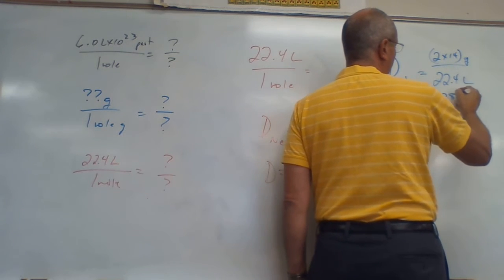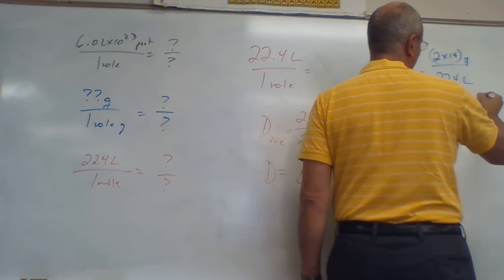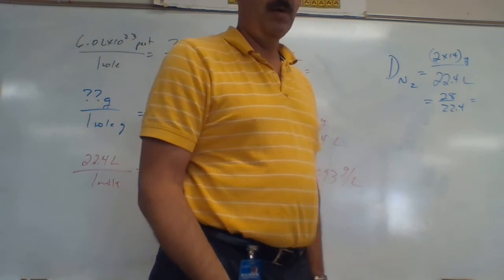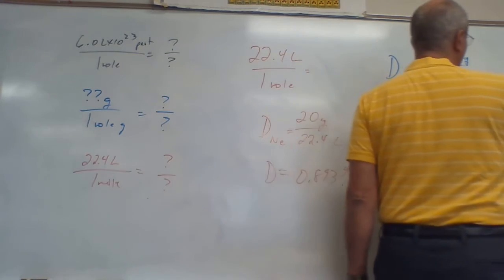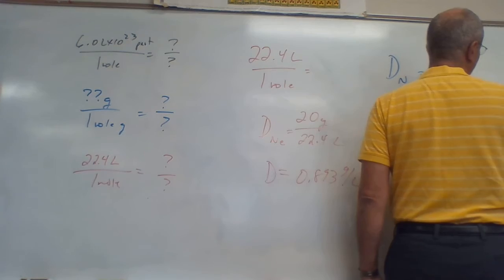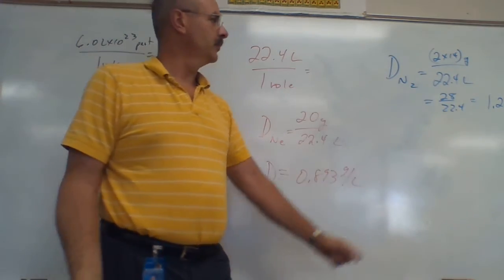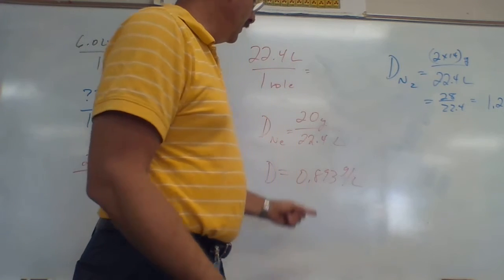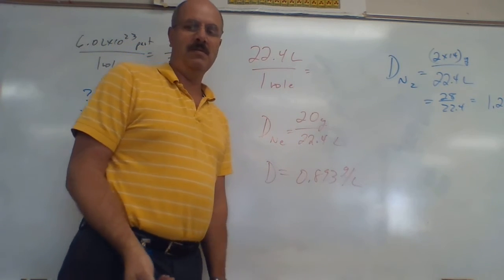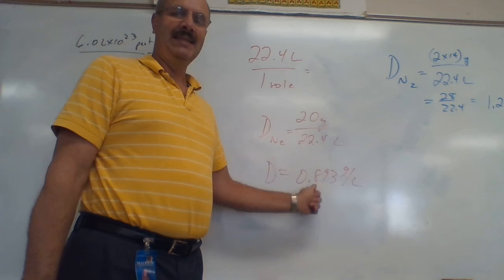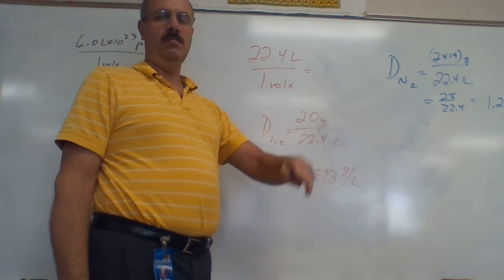So that gives me 28 divided by 22.4. What's the density of that? Well, that's 1.25 grams per liter. So the density of the nitrogen in this room is 1.25 grams per liter. So where's neon going to go if I release it in this room? It's less dense, so it's going to go up.